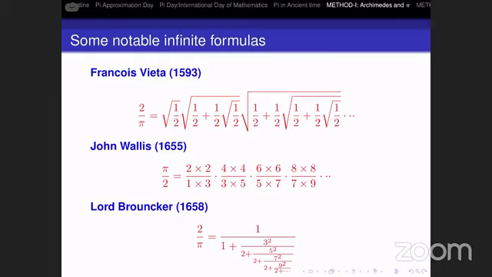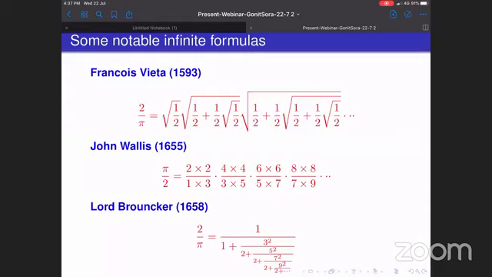But this is not a simple continued fraction. 2 over pi is 1 over 1 plus 3 squared by this one. So the numerators are not 1, 1, 1. So this is not a simple continued fraction, but it has some pattern. Odd squares are appearing in the numerator.